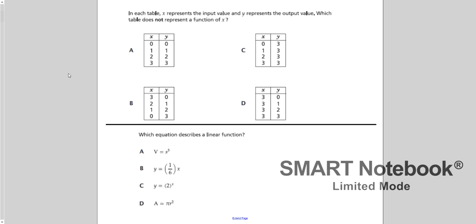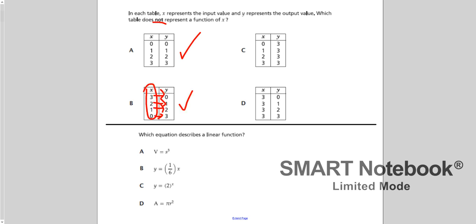In each table, x represents the input and y represents the output. Which table does not represent a function? So if I look through the table, choice A, each x value seems to only be going with one y value, so that's good. B, there's 4 different x values, and they each only go with one y value, so that's fine.